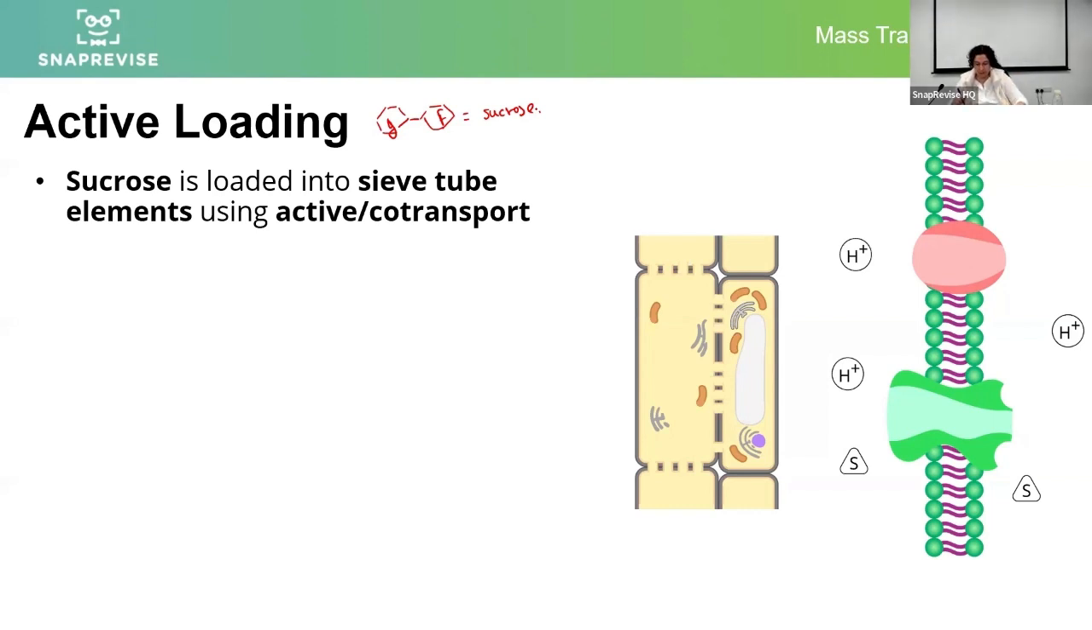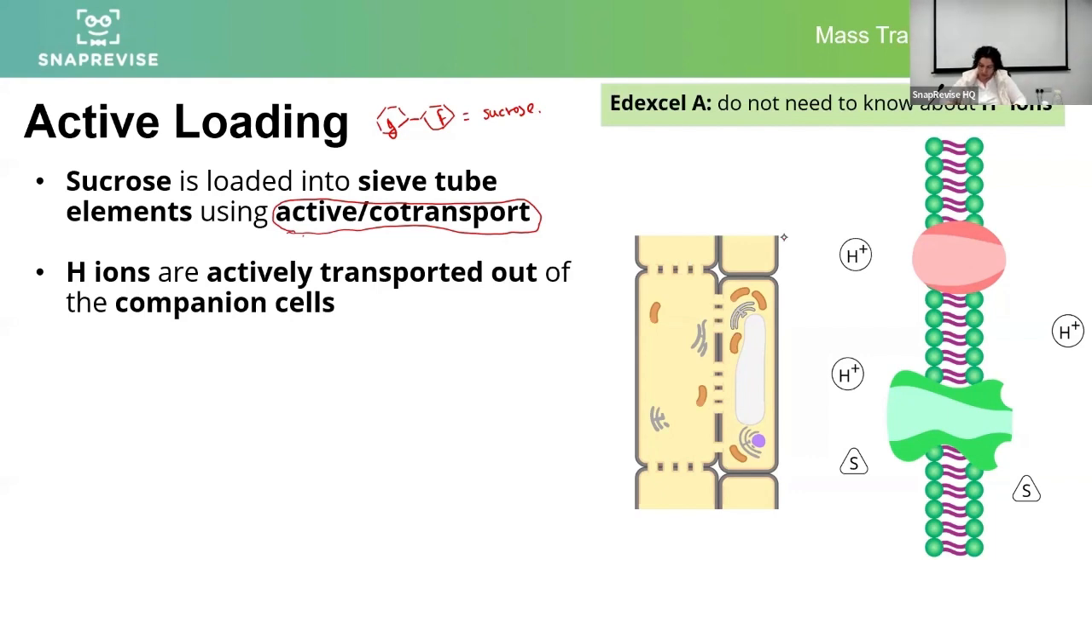So let's break down what happens in the loading. Basically, sucrose is loaded into sieve tube elements using active co-transport. We're going to see exactly what that is. If we zoom in to what is happening at this membrane, this is the membrane between the sieve tube element and the companion cell.